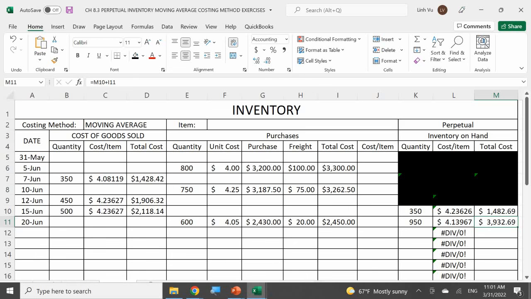950 times 4.05? No, we can't do that because we just purchased inventory. So you just have to add the 1482 plus the 2450. Okay. Yeah, because after you solve for this one, then you need to solve for the average cost, which does give you 4.1396. But you have to have your totals first before you can calculate that. This number's not going to be given.